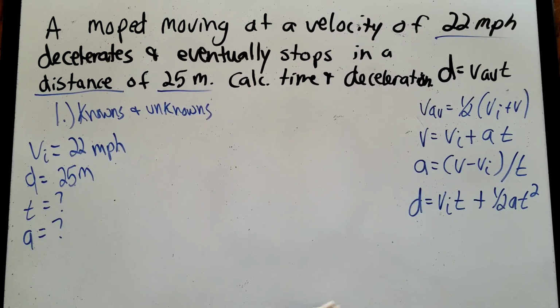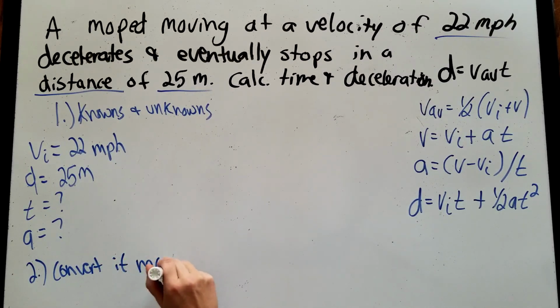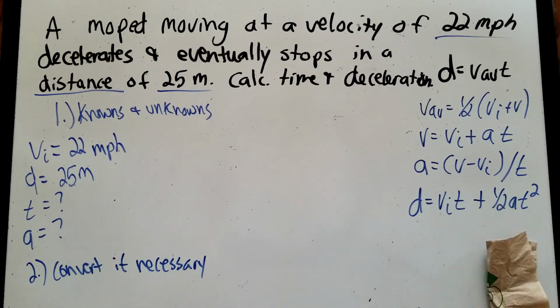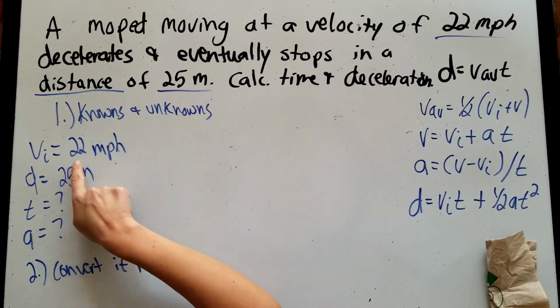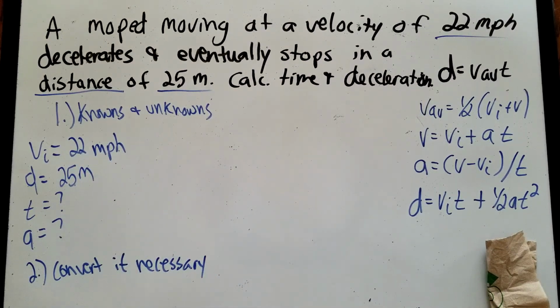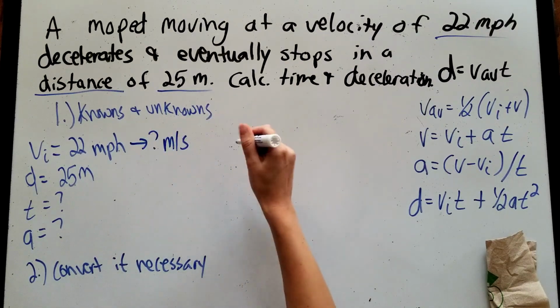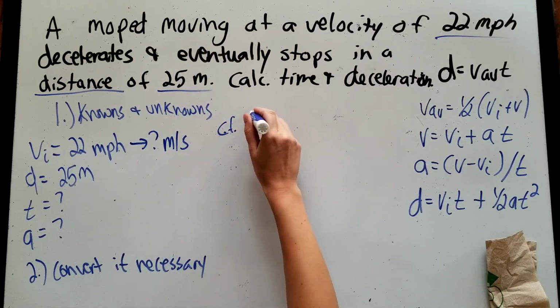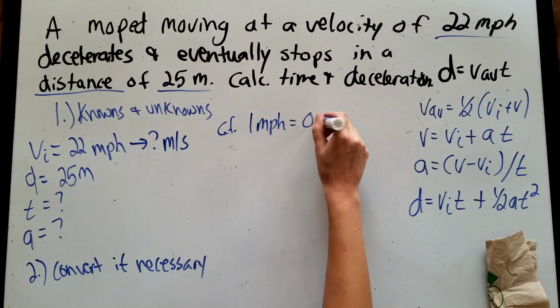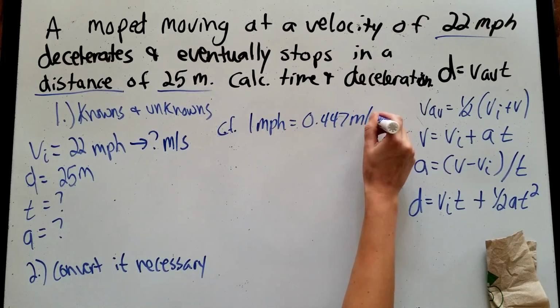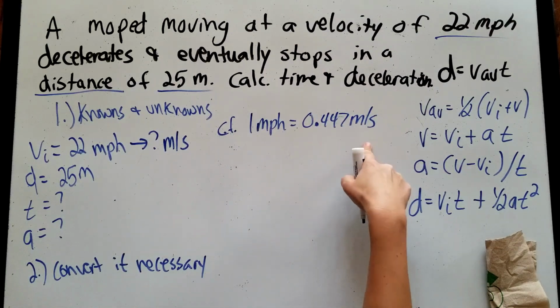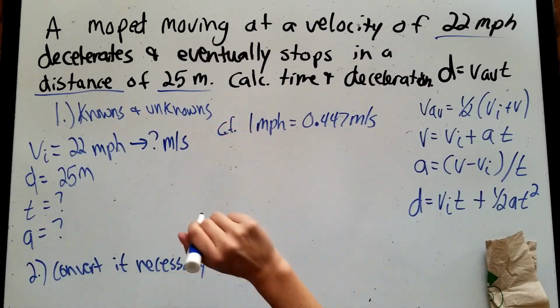So once we have our knowns and unknowns, the next step is to convert if necessary. So do we have anything we need to convert? We have, let's see, 22 miles per hour. Do we want the velocity in miles per hour? No, we want it in meters per second. So we're going to be using the conversion factor: 1 mile per hour is equal to 0.447 meters per second. And you'll see we use this conversion a lot. You might even memorize it by the end of this class.